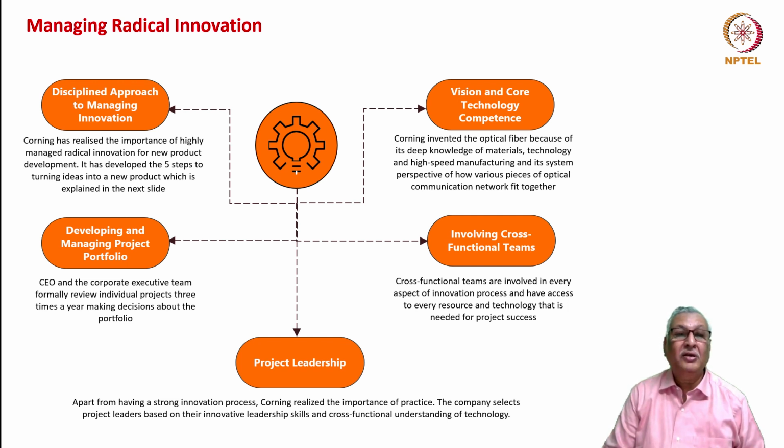The whole Corning innovation process is driven by project leadership. The importance of practice is very much recognized as part of the radical innovation framework. The company selects project leaders based on their innovative leadership skills and cross-functional understanding of technology. And there is a 3-year horizon that is set always to make sure that the projects don't go astray, nor that they go on to eternity.